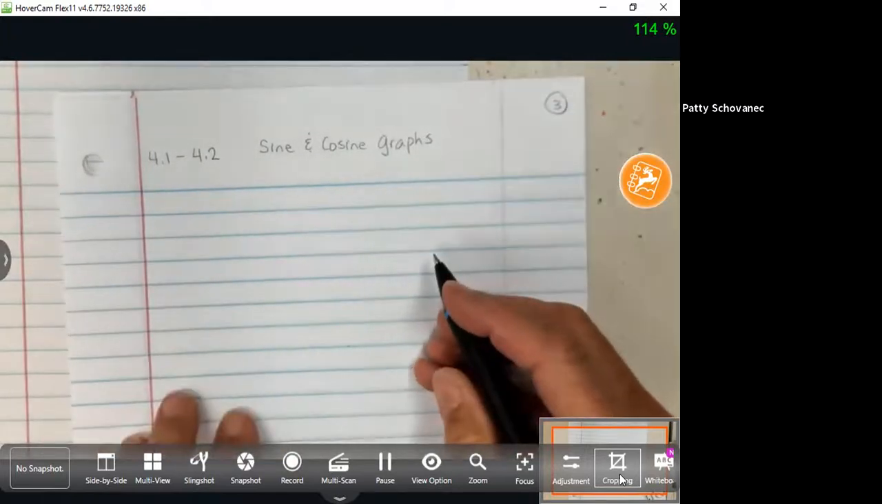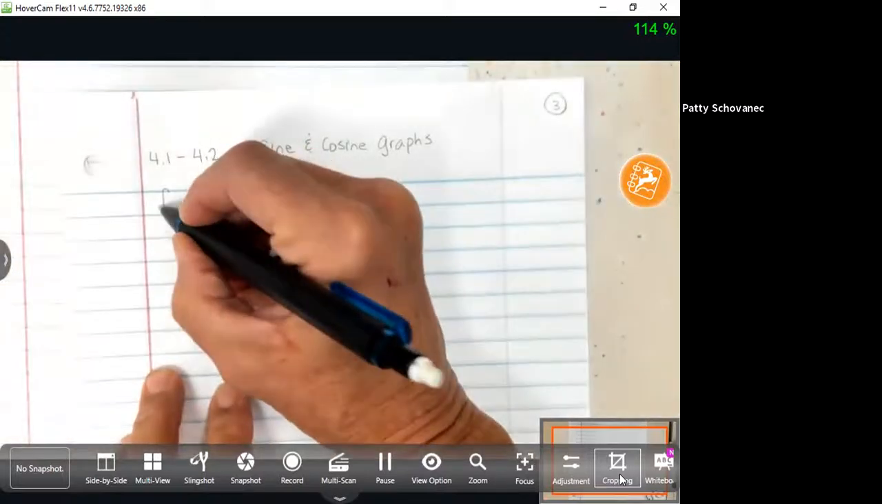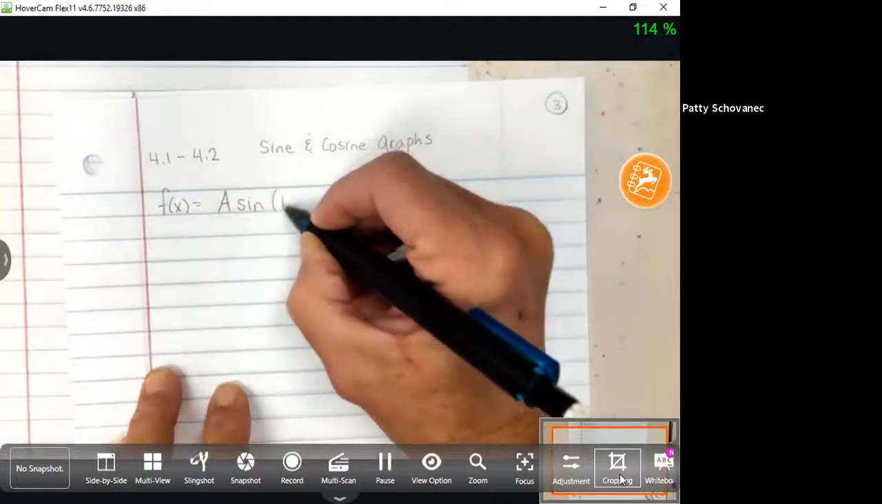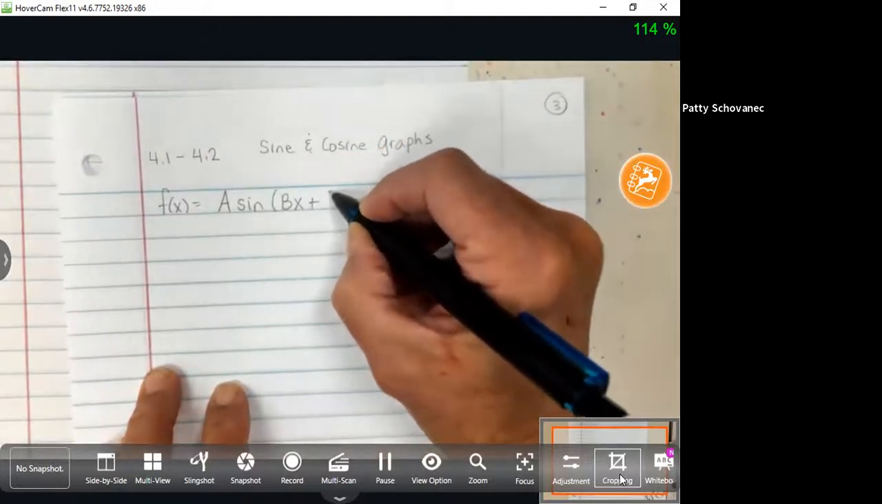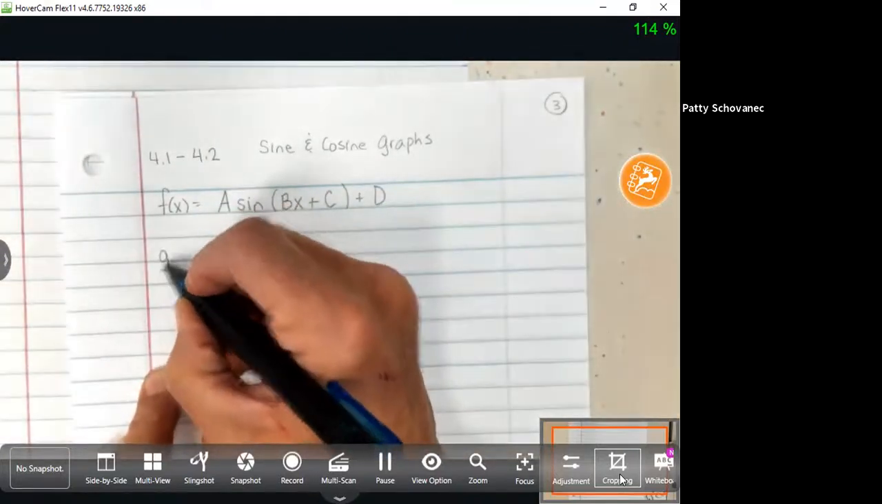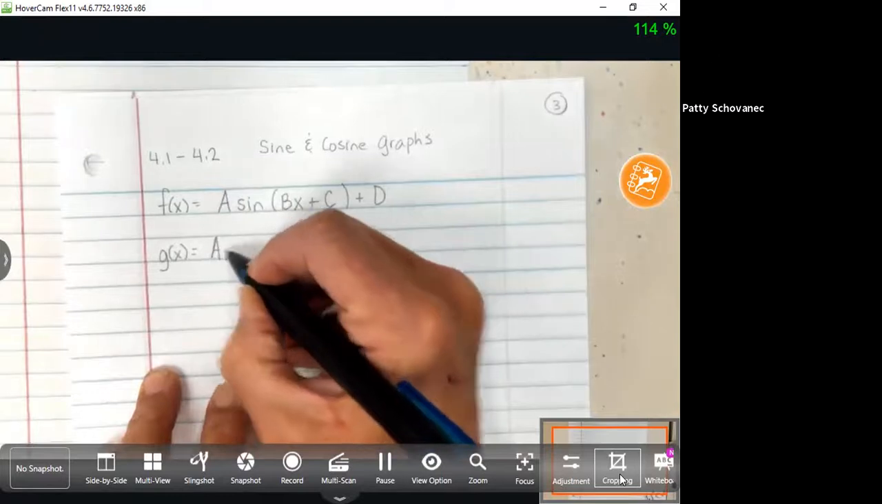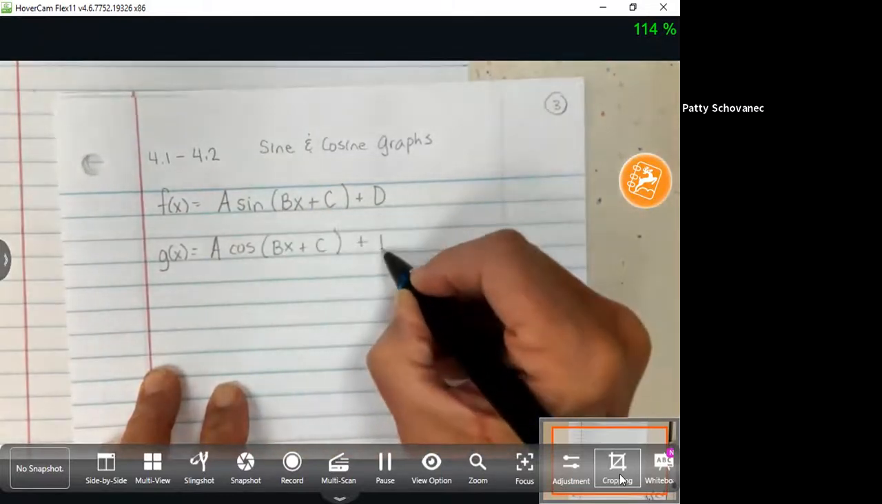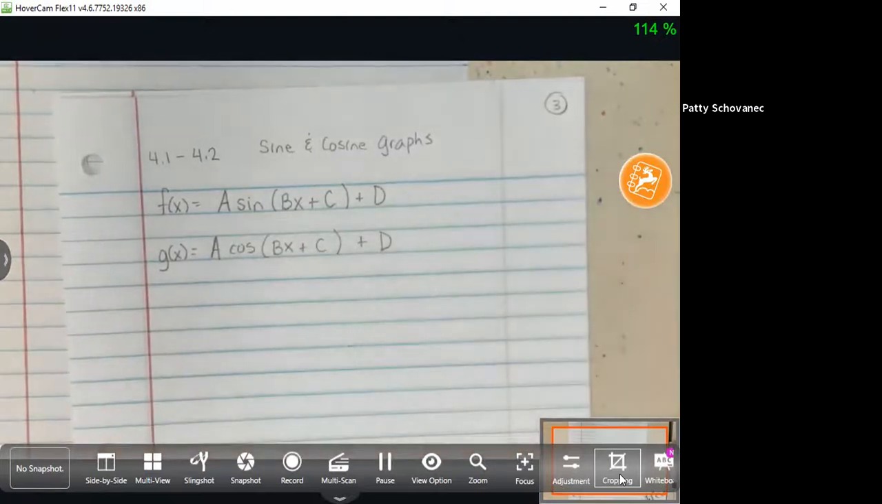We are working toward these two forms. f of x is equal to a number times the sine of bx plus c plus another number d. Or g of x is equal to the cosine with all those same placements of letters. That's what our goal is today. If we know the numbers a, b, c, and d, what do the graphs look like? And they are some version of the graphs of our parent functions, sine of x and cosine of x.